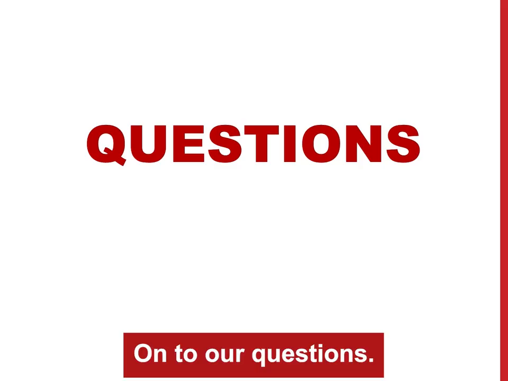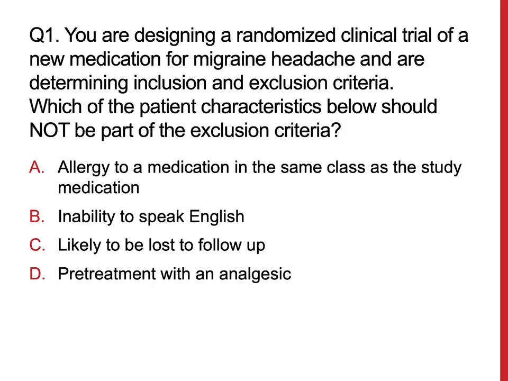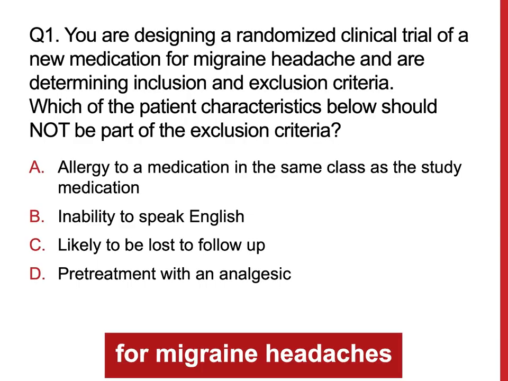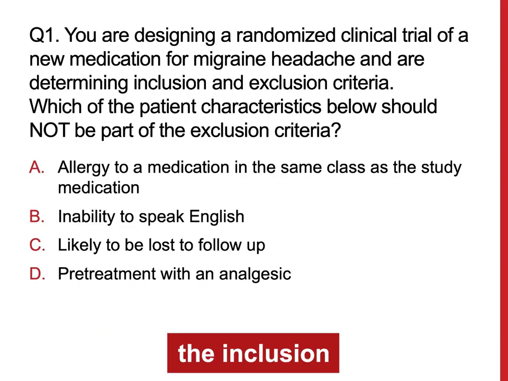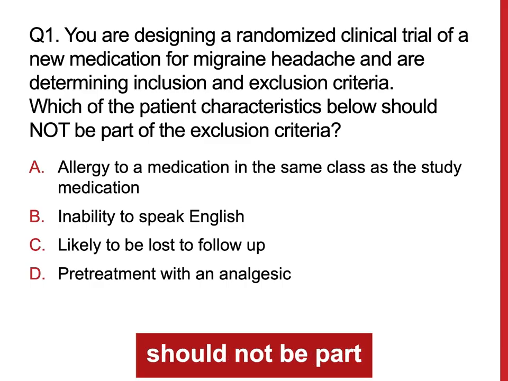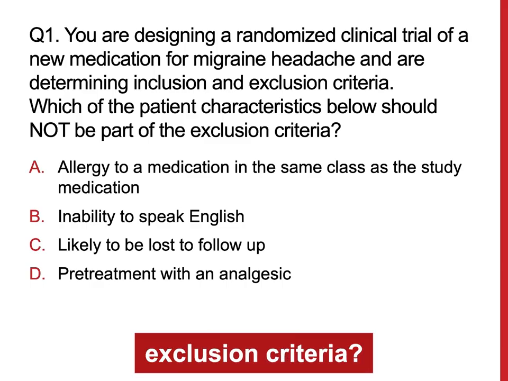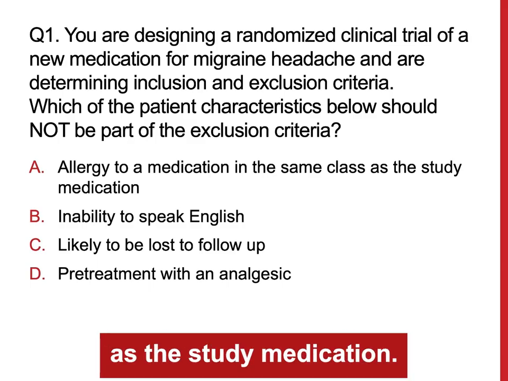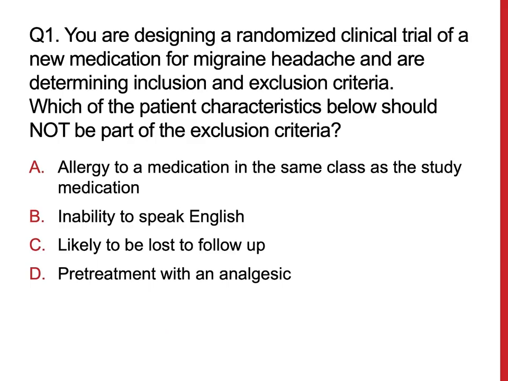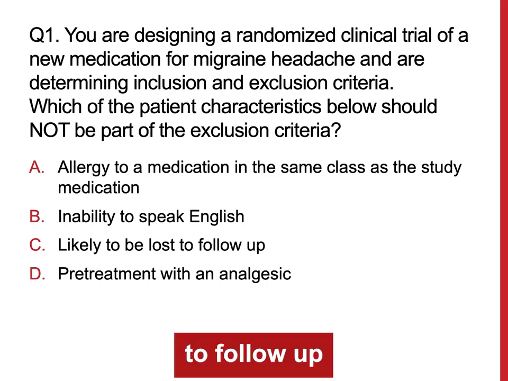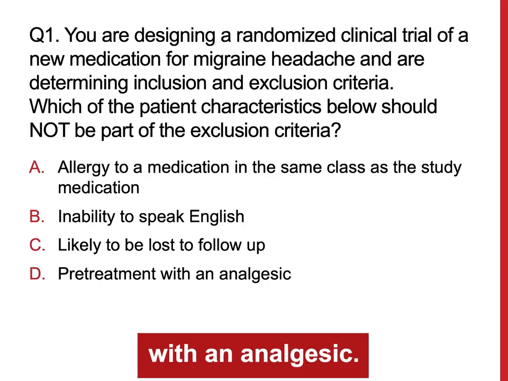On to our questions. You are designing a randomized clinical trial of a new medication for migraine headaches and are determining the inclusion and exclusion criteria. Which of the patient characteristics below should not be part of the exclusion criteria? Allergy to a medication in the same class as the study medication, inability to speak English, likely to be lost to follow-up, or pretreatment with an analgesic.